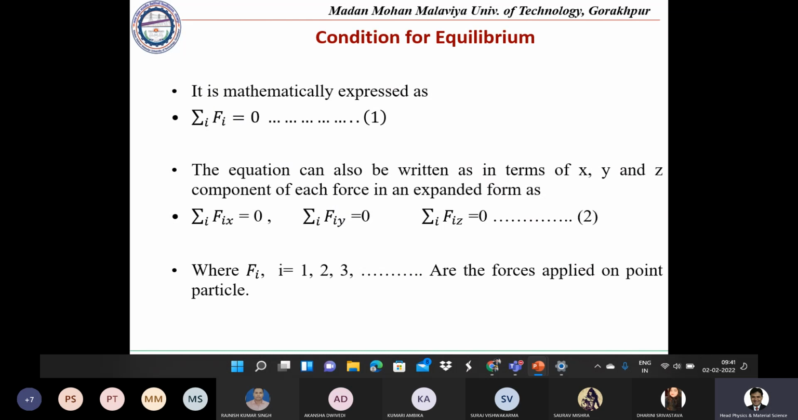If you are talking about the summation over i of Fix, it means directly that in the x direction, the summation of F1, F2, F3, F4, all of them, is equal to zero. This is the condition for the equilibrium of a point particle.